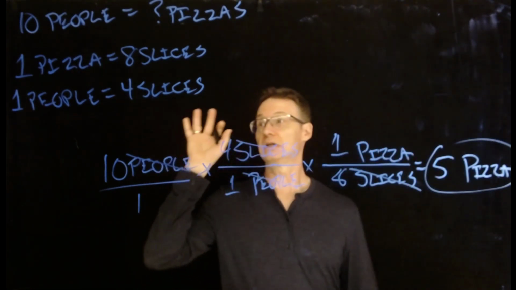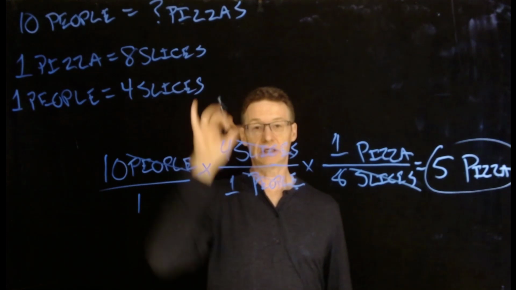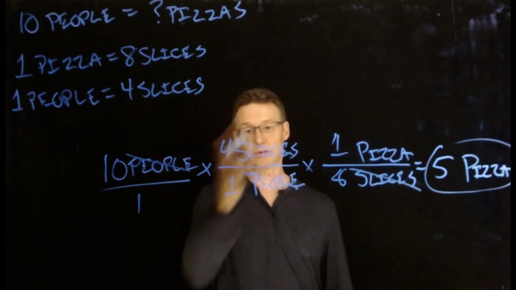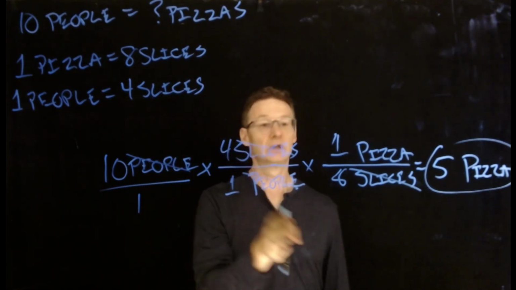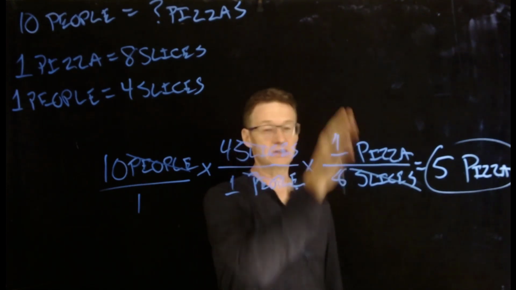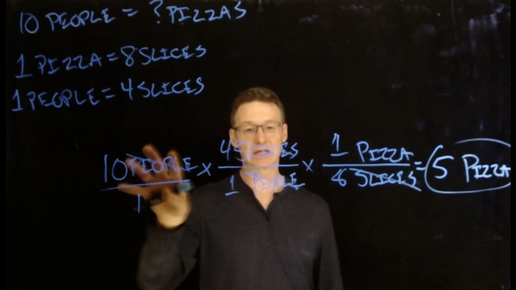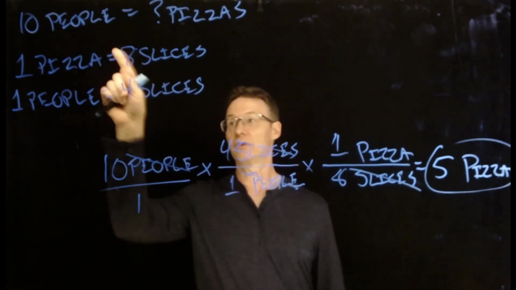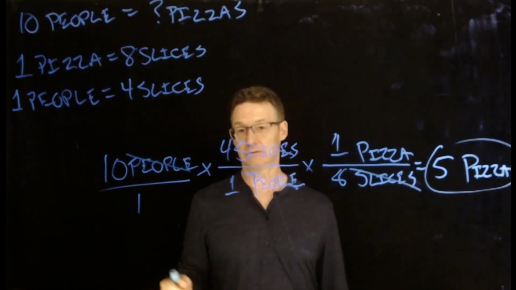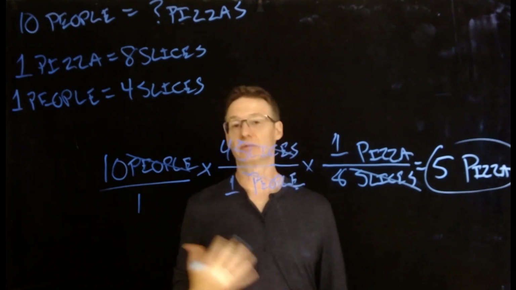So I converted the people into pizzas in 2 steps. First by converting people to slices with the first conversion factor, then converting the slices to pizzas with the second conversion factor. So 2 steps were necessary because I didn't have a single conversion factor with the starting and the ending unit in it. So I had to use that intermediate step of slices.